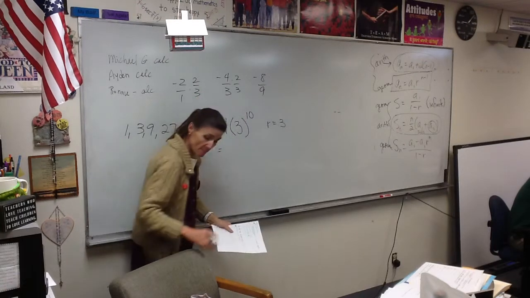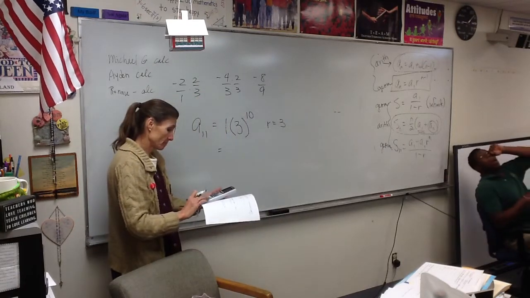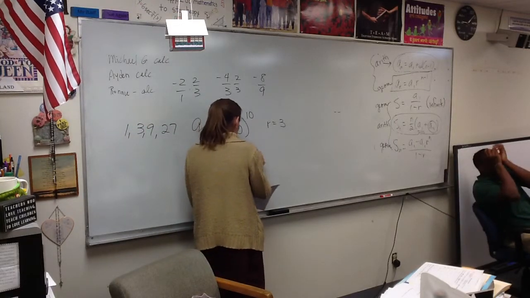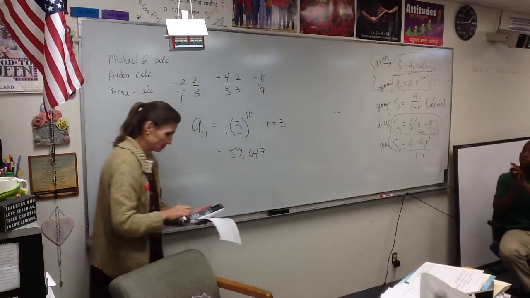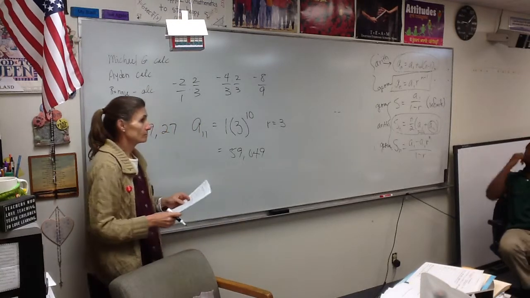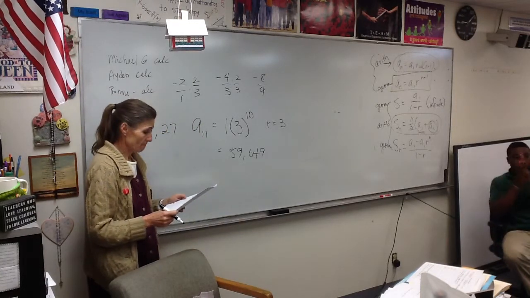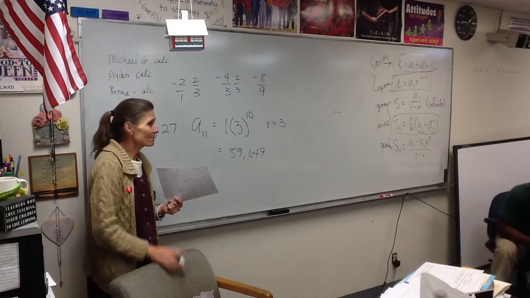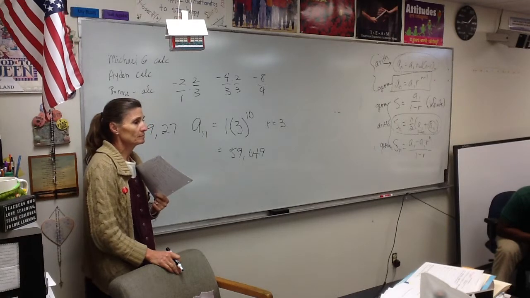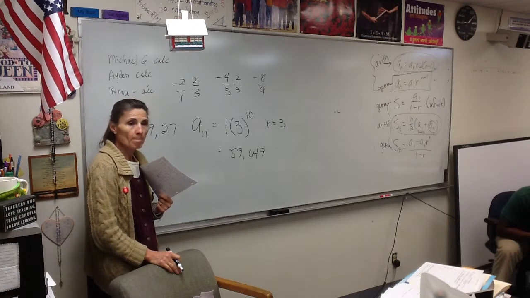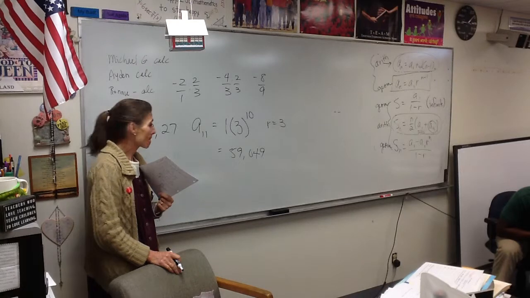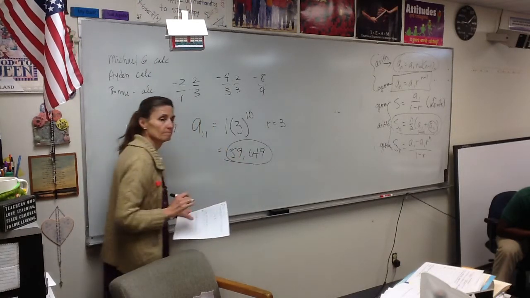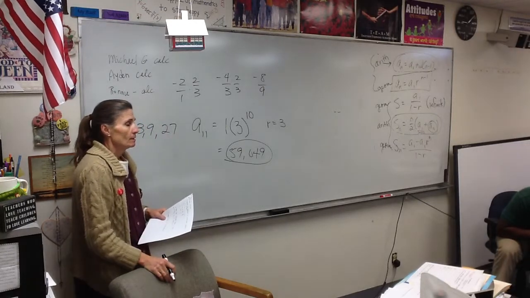Okay, so I type this into my calculator. And the answer is 59,049. Are we okay with A? Ready for B? When we write the answer, do we have to put A sub 11 equals, or can we just... You can just put a circle around this. All right, B.